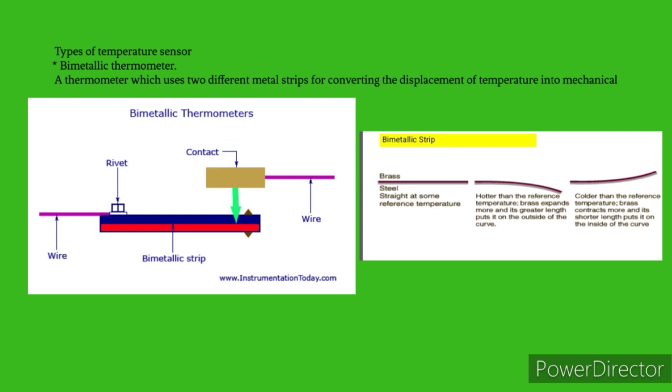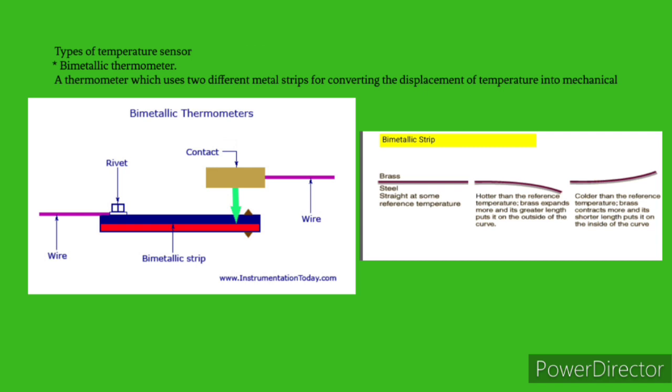Now let us discuss the types of temperature sensors. One type of temperature sensor is the bimetallic thermometer. It is a thermometer which uses two different metal strips for converting the displacement due to temperature into mechanical movement. The metals used in the thermometer are steel, copper, and brass. The strips are connected and they will enlarge at different rates once heated. The word bimetallic means that it involves two metals that are going to measure the temperature.